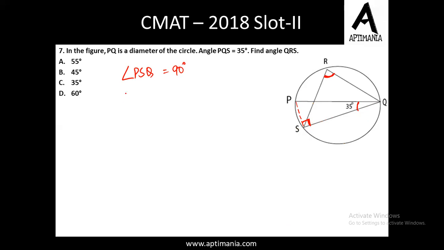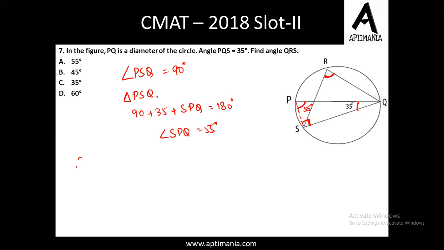So considering the triangle PSQ, I've got one of the angles as 90, the other angle as 35, plus angle SPQ equal to 180. On solving, I'll get angle SPQ as 55 degrees. So we have got the value of SPQ as 55 degrees.